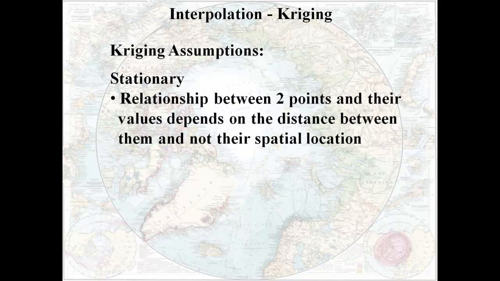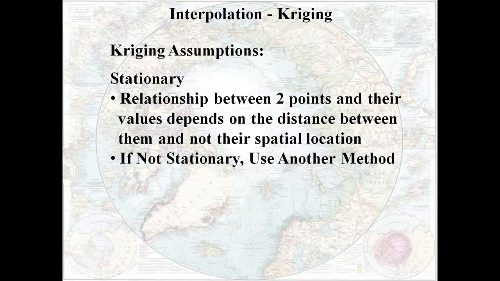Stationary. What does stationary mean? It means the relationship between 2 points and their values depends only on the distance between those points and not where they're at. So you can imagine a map that covers a large study area, and if points that were separated by 100 meters had very similar values in one part of your map, and they didn't have similar values if they were the same distance apart in another area of your map, that would be non-stationary. So your data needs to be stationary. It kind of needs to be consistent across the map. If it's not stationary, use another method.